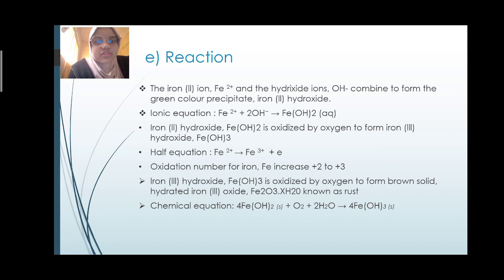So iron(III) hydroxide Fe(OH)3 is oxidized by oxygen to form brown solid hydrated iron(III) oxide, known as rust. Chemical equation is 4Fe(OH)2 + O2 + 2H2O forms 4Fe(OH)3.